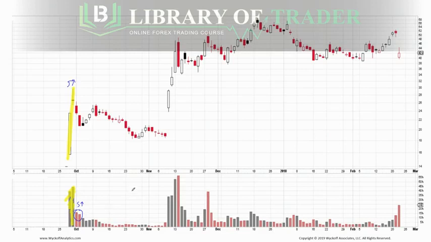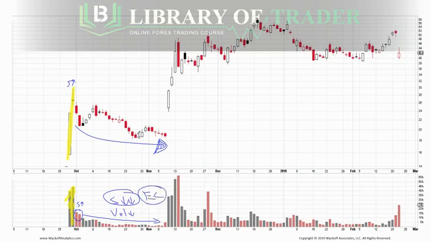And then we have reduced volume. What does it tell us? Rick, what does it tell us about the supply? You said reduced volume. What does it tell us about the supply? Is supply increasing or decreasing? I would say supply is decreasing. Yeah, absolutely. And the price is decreasing. Supply is decreasing, so effort to the downside is decreasing. The price is decreasing as well.